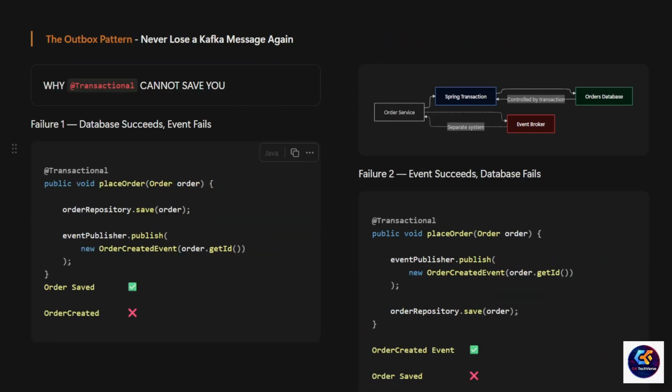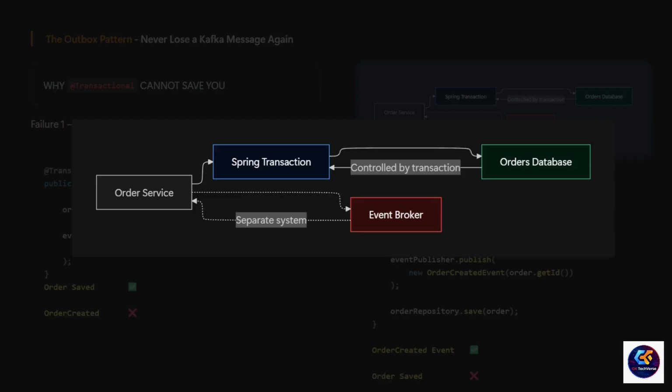Now, the first solution most Spring developers will try is obvious. We already have @Transactional, so why not put both operations inside one transaction? Now it looks safe, right? The method starts a transaction, the order is saved, the event is published, and if anything fails, Spring should roll everything back, right? Not exactly, because @Transactional controls the database transaction only. It can commit the order or it can roll back the order. But the event broker is a completely separate system. It has its own network connection, its own storage, its own failure conditions. So these two operations are not part of one atomic transaction.